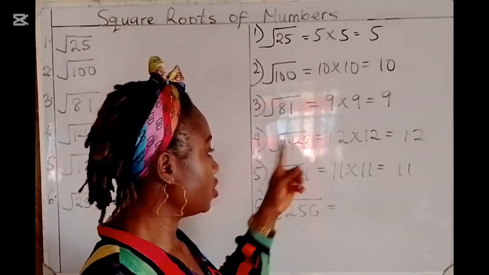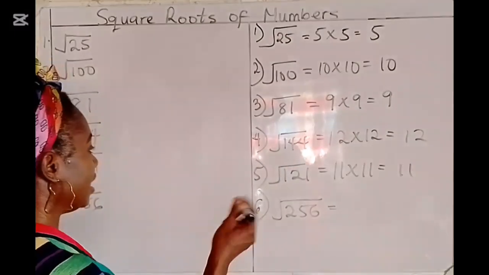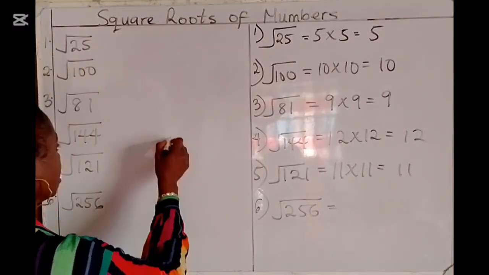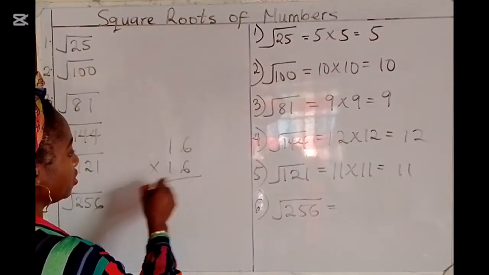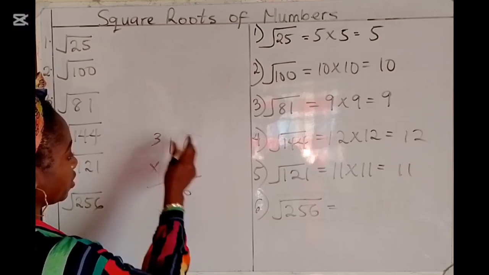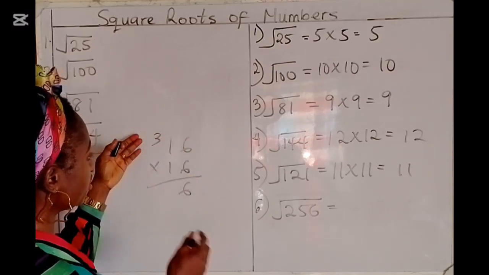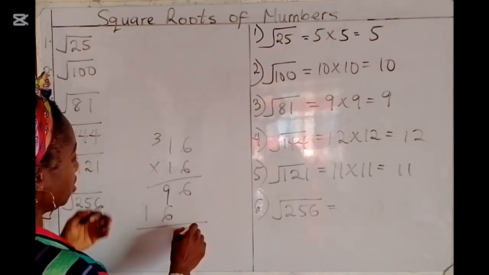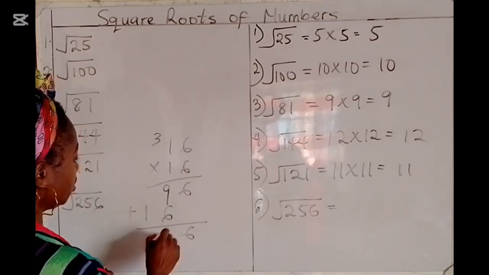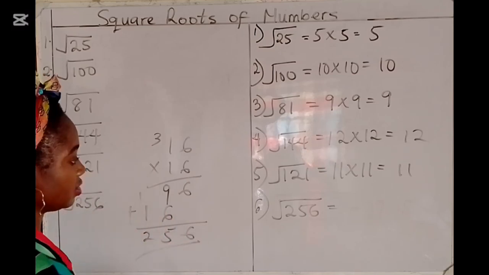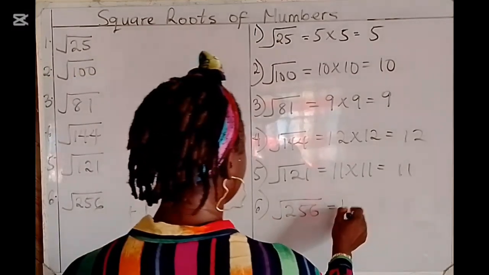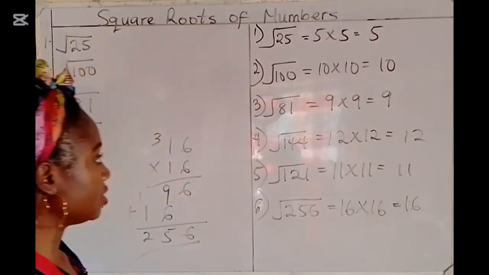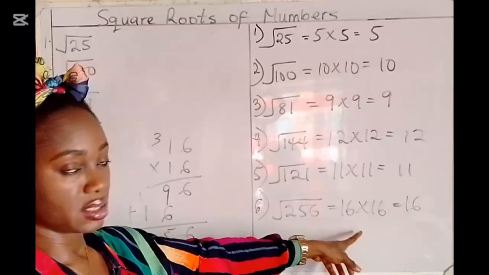If 12 times 12 is 144, then let's try 15 times 15, which is 225, then 16 times 16. 6 times 6 is 36, 6 times 1 is 6, plus 3 is 9, 6 times 1 is 6, and 1 times 1 is 1. Then we add all together. This gives us 256. That means 16 multiplied by 16 will give us 256, and that means the square root of 256 is 16.